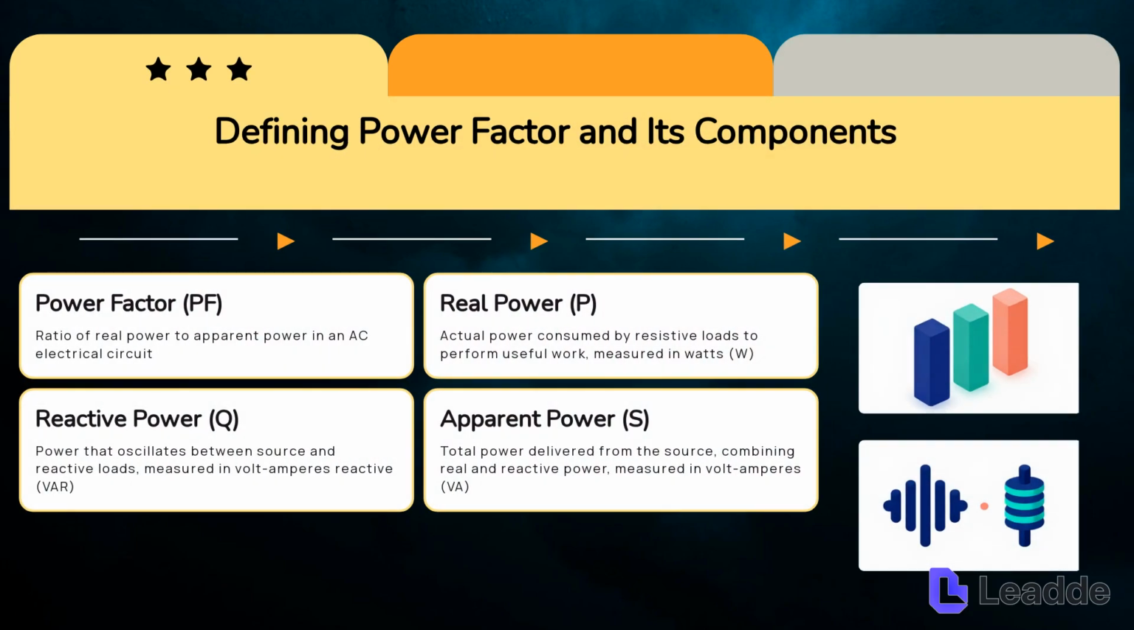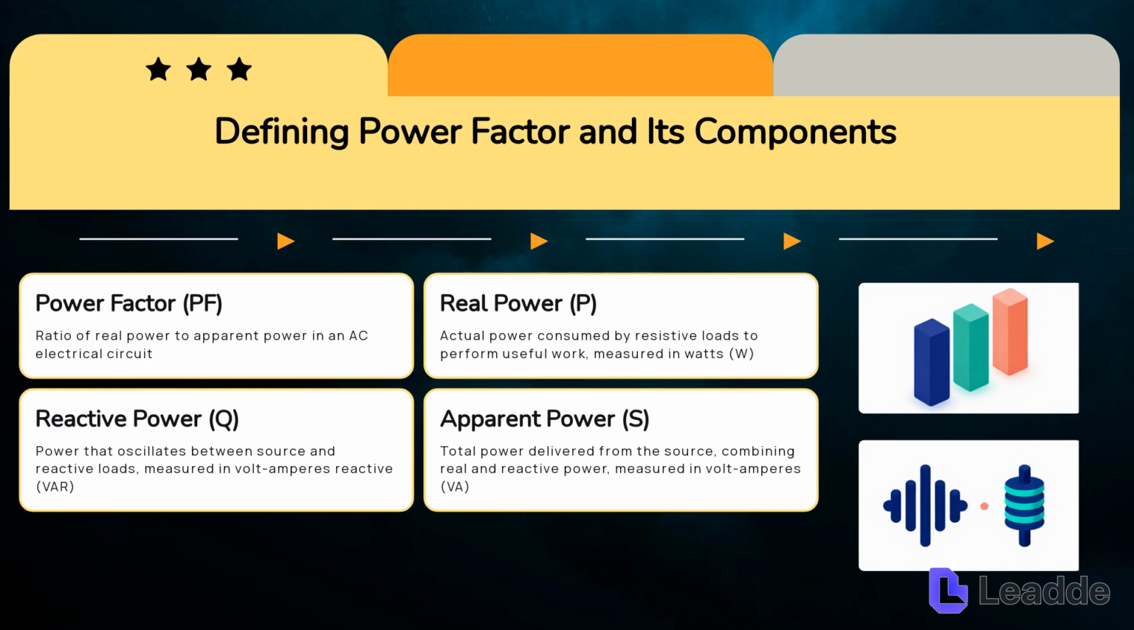Power factor, or PF, is the ratio of real power to apparent power in an AC electrical circuit. Real power, represented as P, is the actual power consumed by resistive loads to perform useful work and is measured in watts, or W.